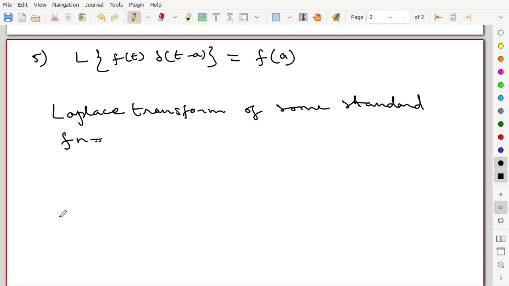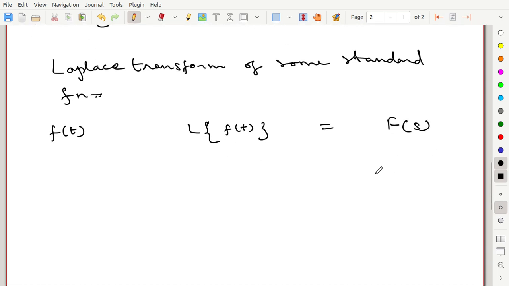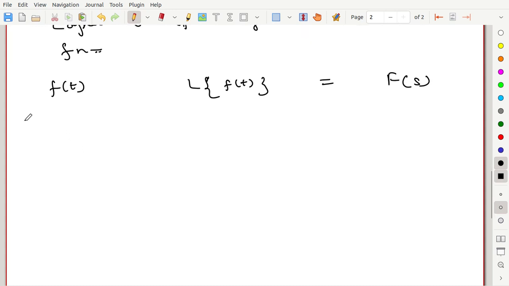The first one is f of t. Let me write it this way: f of t, and the Laplace transform of f of t is equal to the function F of s. Both are equal. You can see that this Laplace transform is a function of s. So the first function we take is the value 1. If we take the Laplace transform of 1, then we have our F of s as 1 by s.